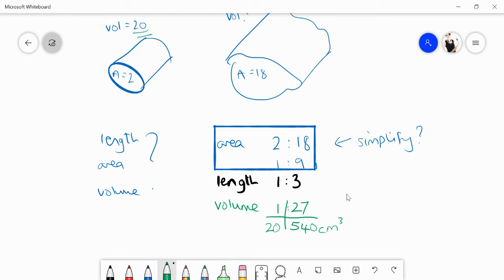So centimeters cubed. So I have gone through the different dimensions, looked at the ratio in the first dimension, changed it to the ratio in the correct dimension, and then subbed in the individual value that I was given. Okay, we can sometimes save ourselves a little bit of work here.